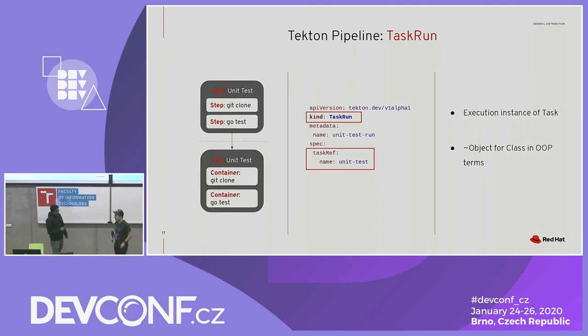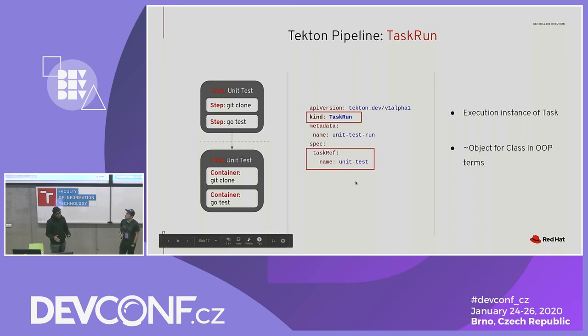Now we have defined our steps, or let's say our unit test task. Now we actually want to run it. How do we make sure we can test this task? There is one more resource called the task run. In order to run this task, I'm just going to create a task run, wherein we are going to mention the reference to our unit test.